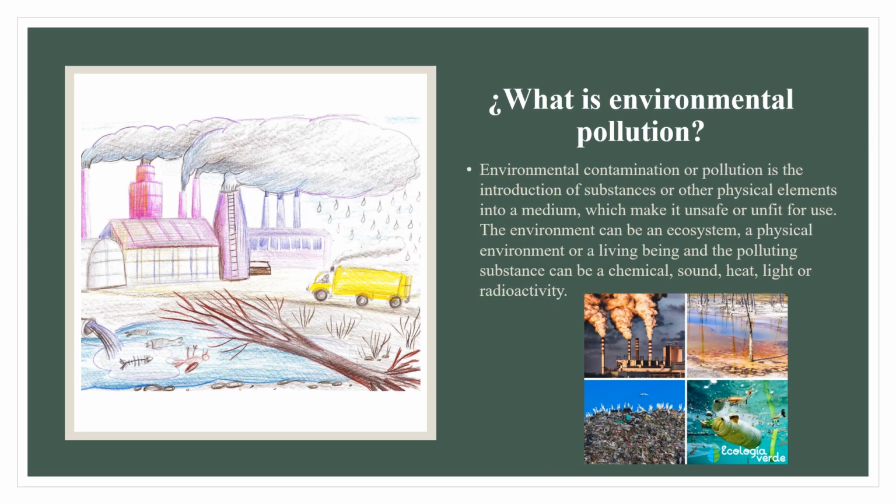What is environmental pollution? Environmental contamination or pollution is the introduction of substances or other physical elements into a medium, which make it unsafe or unfit for use. The environment can be an ecosystem, a physical environment, or a living being, and the polluting substance can be a chemical, sound, heat, light, or radioactivity.